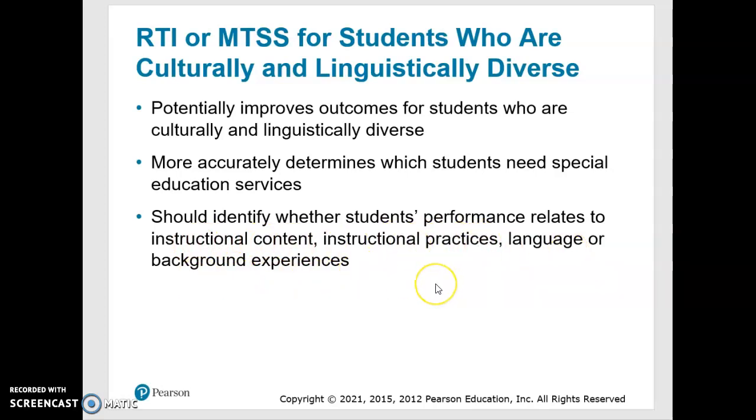If we have a student for whom English is not their first language and they're struggling with ELA, does that necessarily mean it's a disability? No, not really, right? We need to take their language into account.